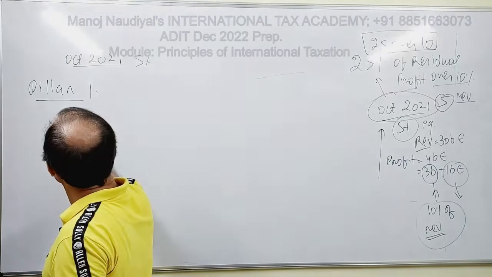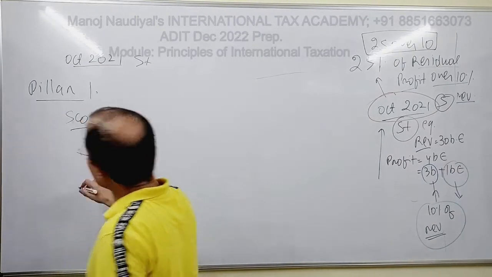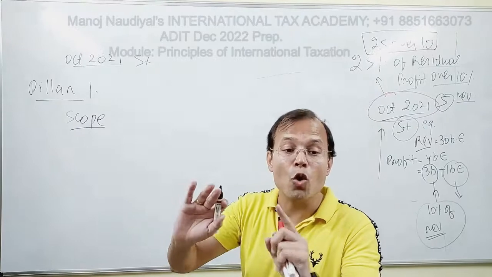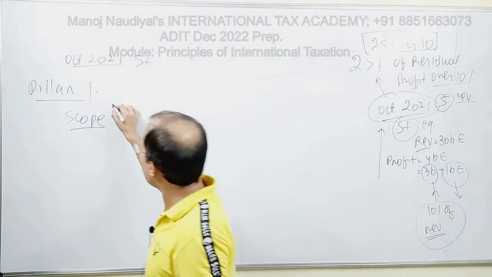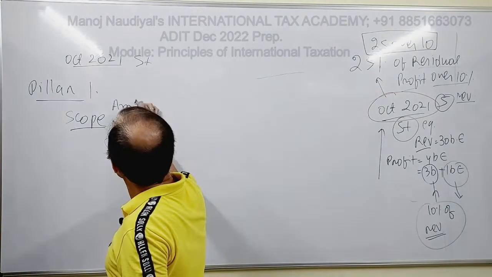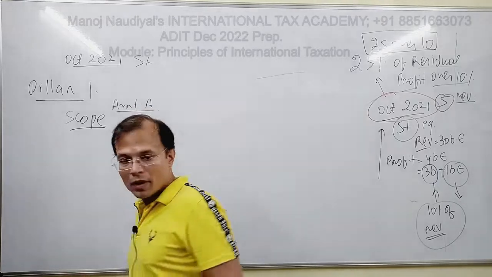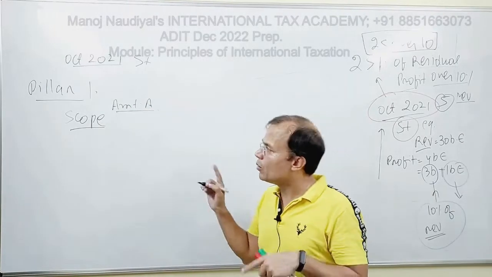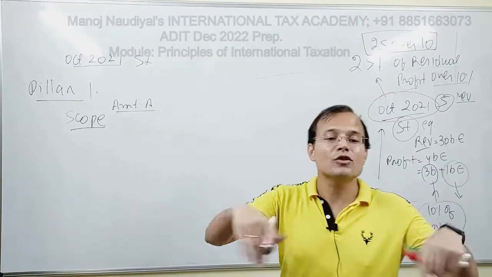Find what is the scope. What is the scope of pillar 1? Basically when we talk about scope, this is scope for amount A. Right? This is for amount A. So this says that scope for amount A, which companies will be in scope?